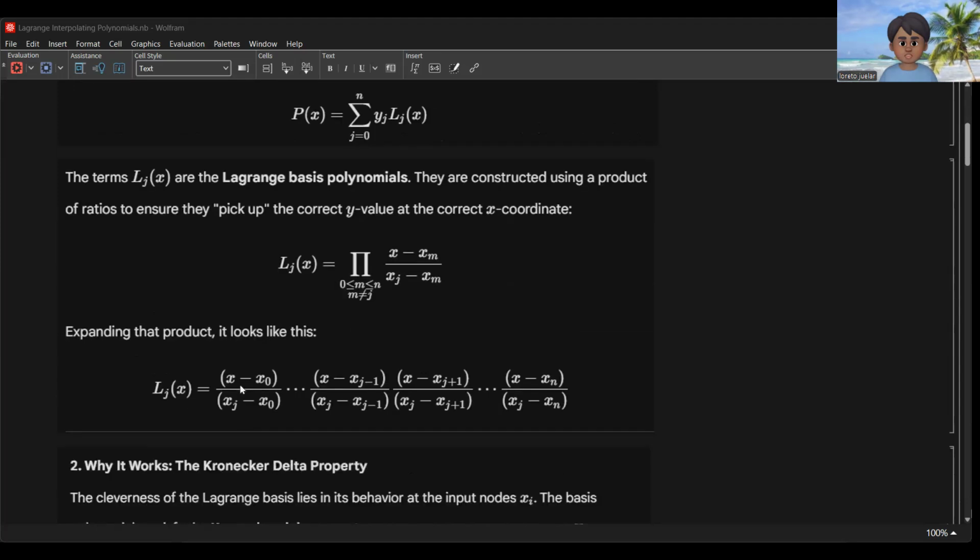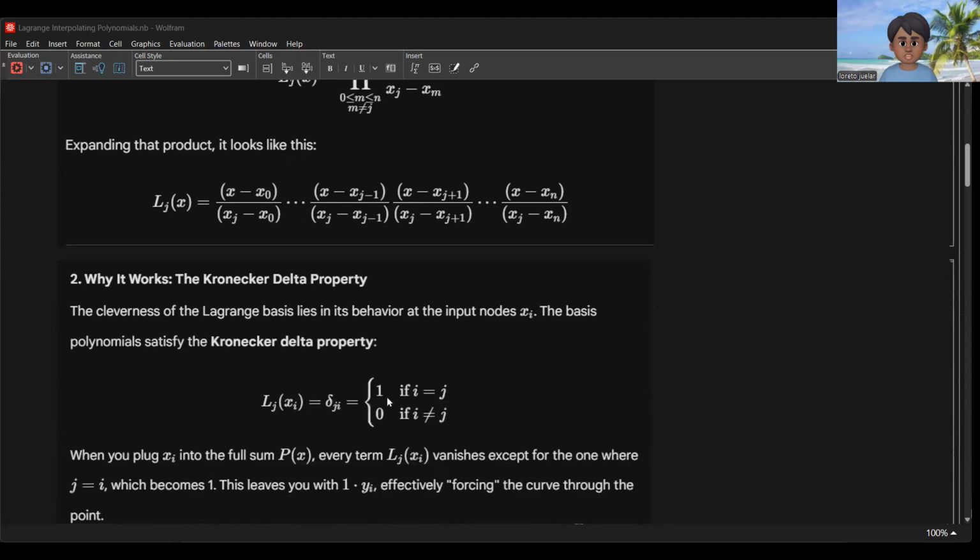L sub j of x equals x minus x sub 0, up to x minus x sub j minus 1 times x minus x sub j plus 1, up to x minus x sub n, all over x sub j minus x sub 0, up to x sub j minus x sub j minus 1 times x sub j minus x sub j plus 1, up to x sub j minus x sub n. So why does it work?